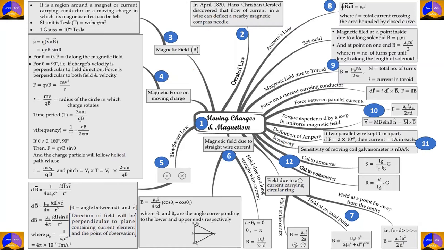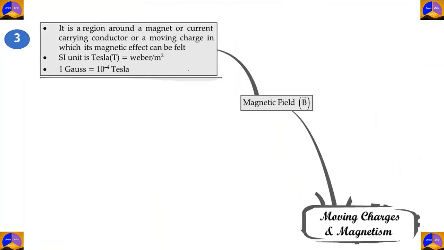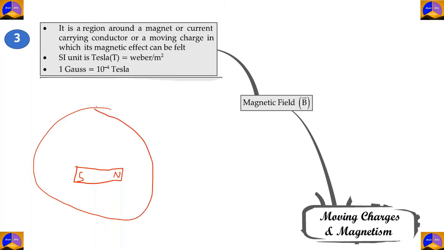Let's move on to a magnetic field. What is a magnetic field? So, you know that a magnet is a material which has an inherent property of magnetism, and it has a north and south poles. However, the magnetic field is the area around a magnet, or in its place, a current-carrying conductor, in which its magnetic effect can be felt.